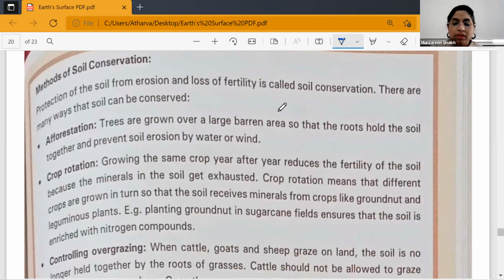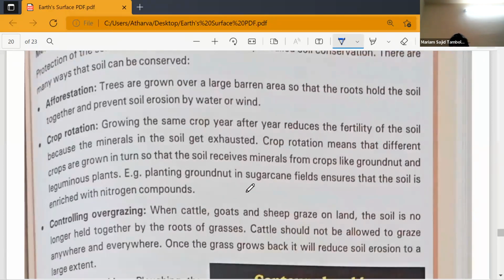Number two, the second method is crop rotation. What do we mean by crop rotation? Crop rotation means that different crops are grown in turn so that the minerals in the soil don't get exhausted. Very good. And they do not reduce the fertility.